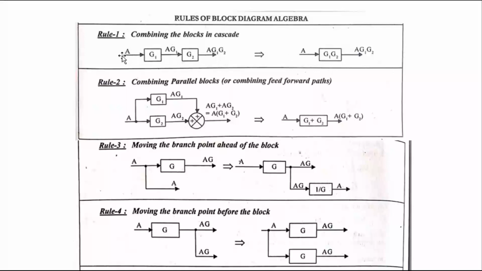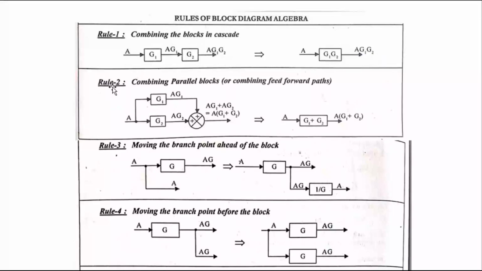Then check the signal. Here signal A is entering into the block G1. The output of this block is A into G1. Then A into G1 is entering into G2, and the output is A into G1 into G2. Now check, these two blocks are just multiplied. The simplification of these blocks is this one. Two blocks are in cascade, so just multiply these two blocks.